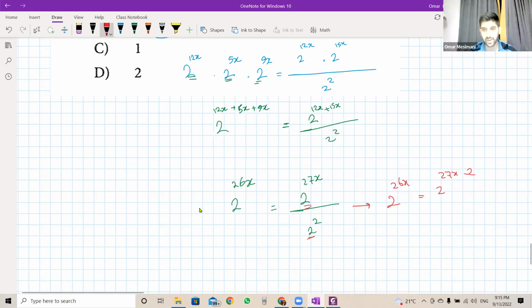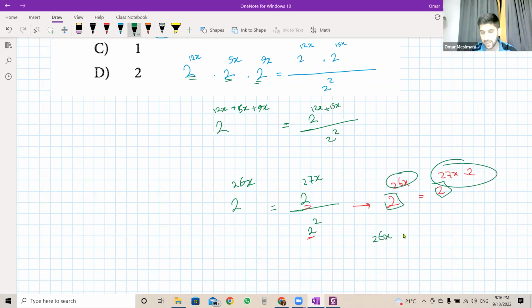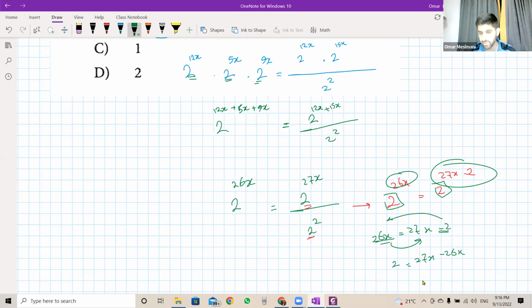We don't have an x, okay? Now, what do I do now? Do I have the same base here and there? You equal them. Yeah, you equal the powers. So you say that 26x equals 27x minus 2. Move the 2 to the left, move the 26x to the right. So we have 27x minus 26x equals 2.